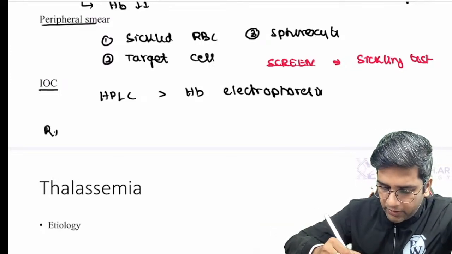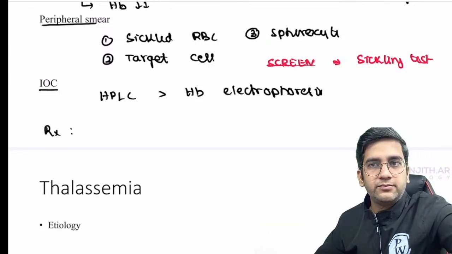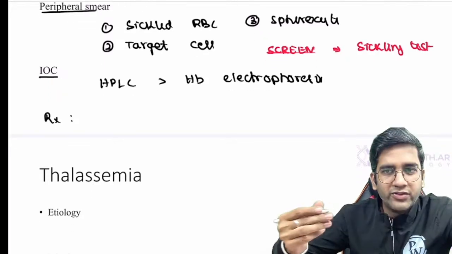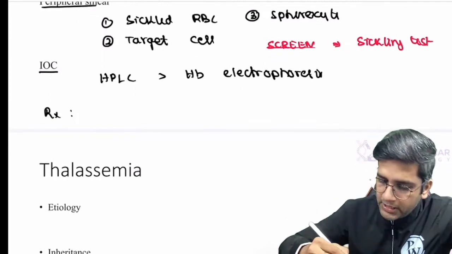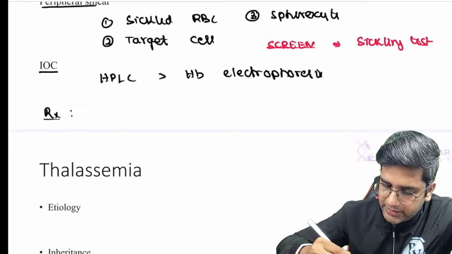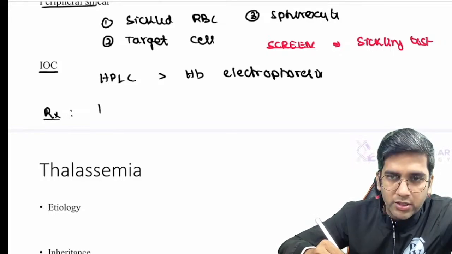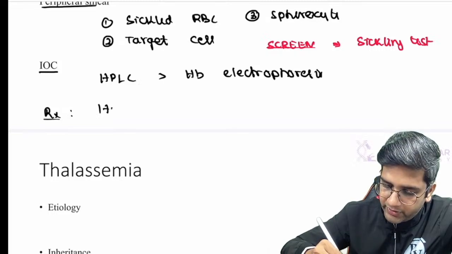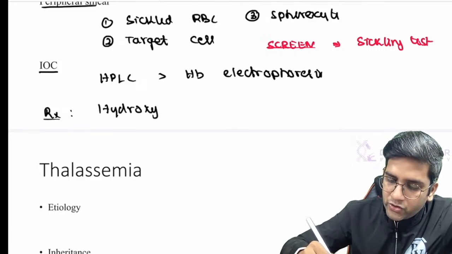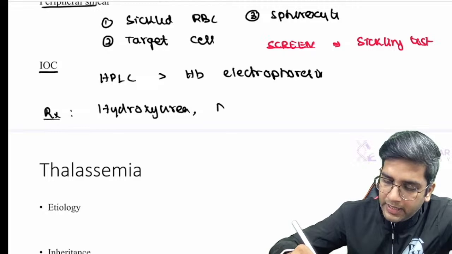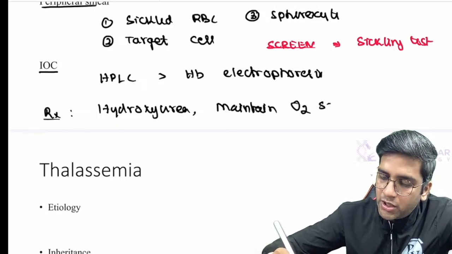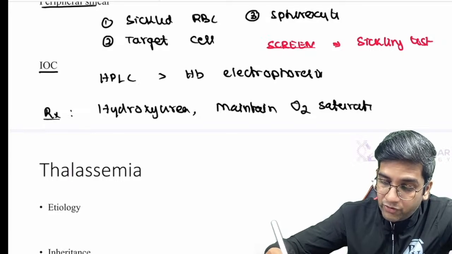Treatment? Anything about the treatment? Simple treatment. One of the classical treatments for sickle cell anemia is a drug which increases your oxygen levels. Perfect, right? Hydroxyurea. Hydroxyurea is by default one of the important things, and maintain the saturation. If I can maintain oxygen saturation close to 100%, that's the best thing for me.